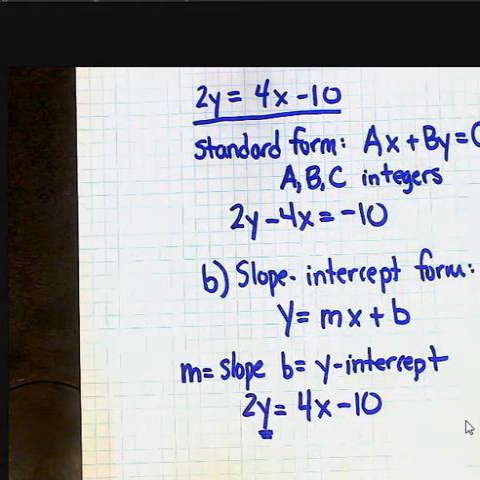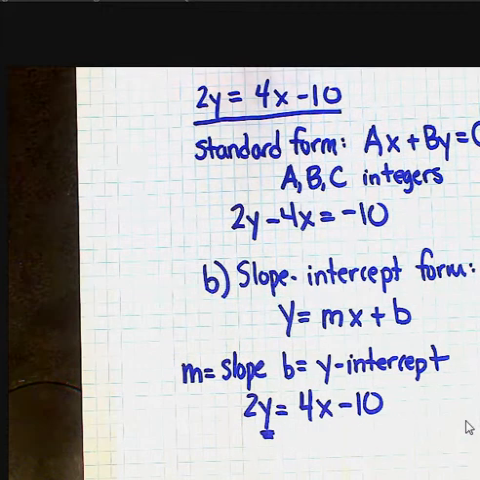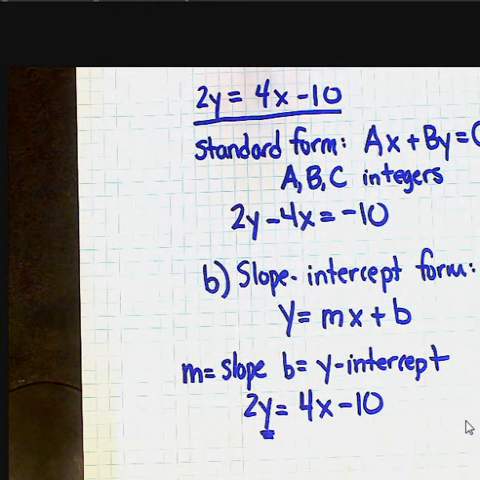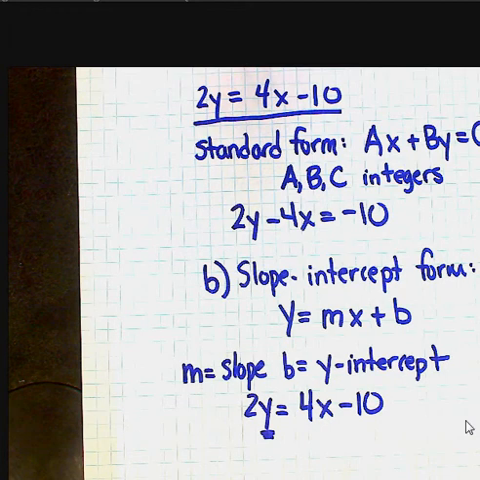Okay? If I want to get y by itself, y is almost by itself as it is here, isn't it? What's the only problem with it? There's a 2 in front of it. What's that 2 doing to it? What's the operation happening? It's multiplying. So how do I undo multiplication? I divide. So if I want to get rid of that 2 away from the y, right?